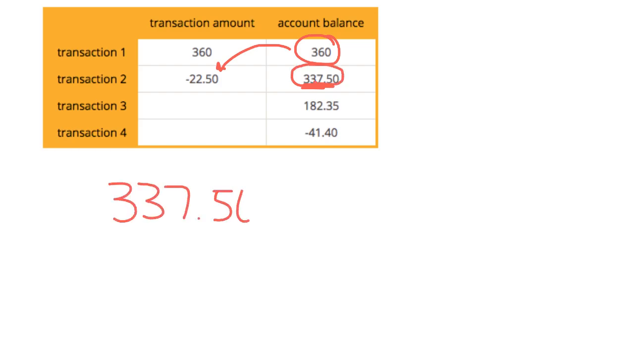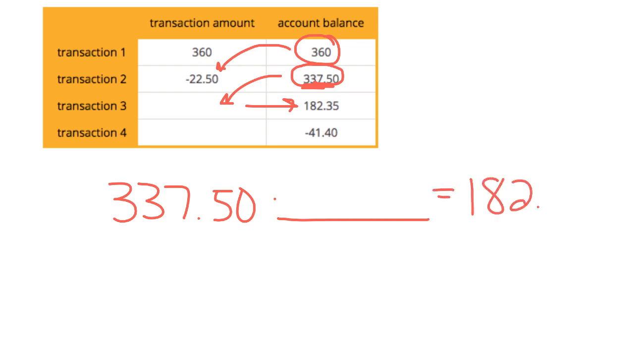So now we have the $337.50, and we're going to do something to it to get the 182.35, and we don't know what that something is. Well, if you think about it, we're going down, so we're going to have to subtract. We just need to figure out what we're going to subtract by.